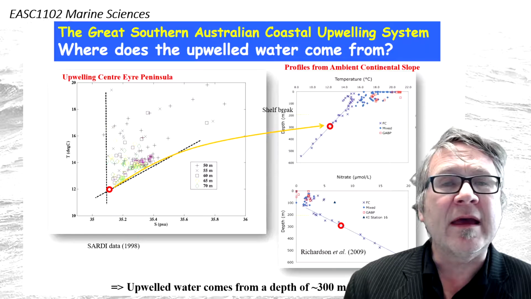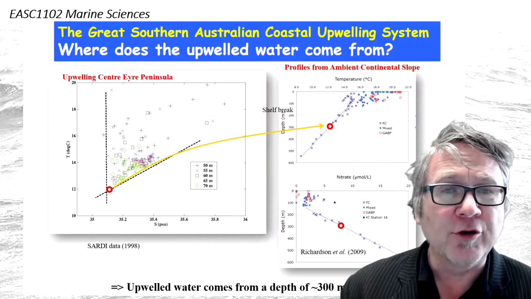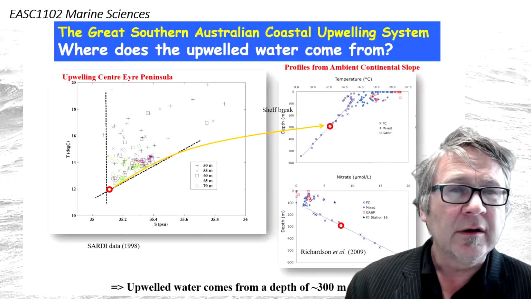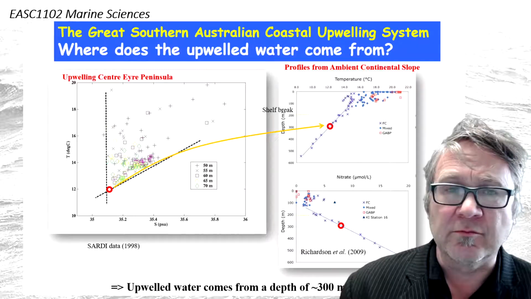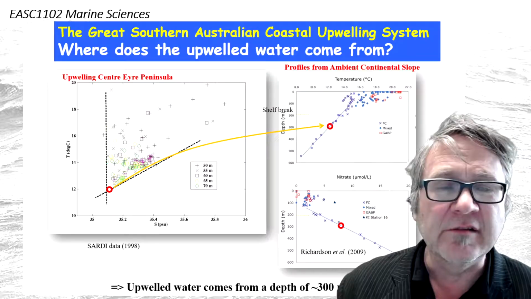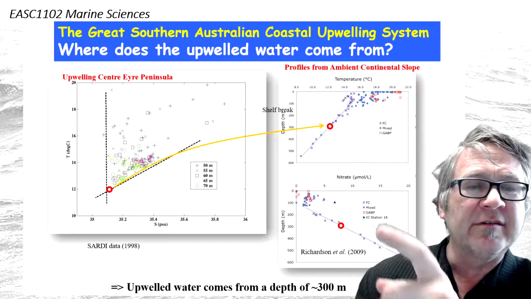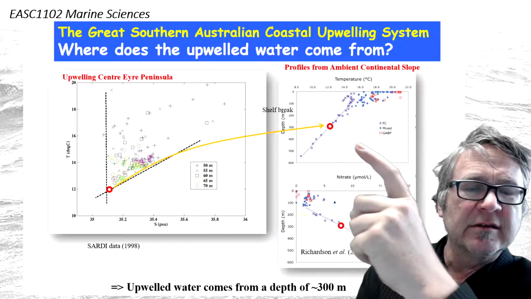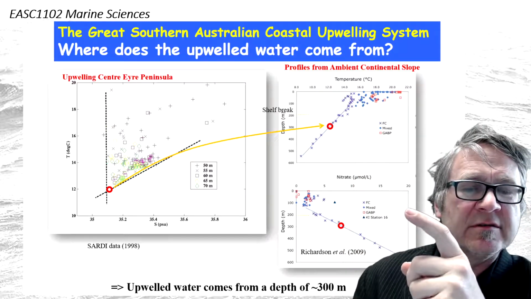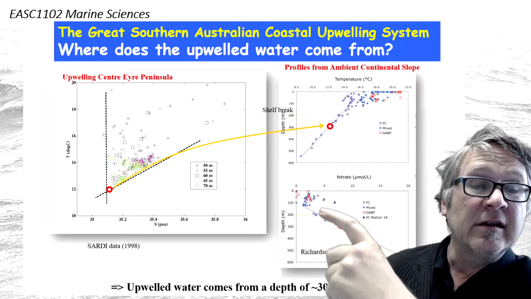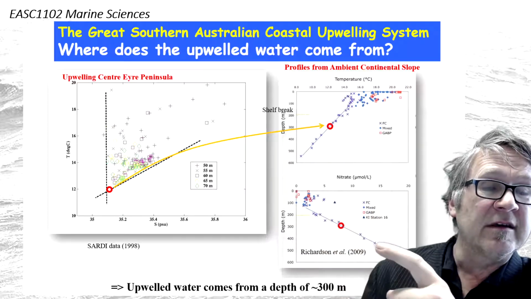Now you can look at vertical profile measurements of temperature and salinity taken at roughly the same time from outside the shelf break, and this is shown here over my shoulder. You see temperature profiles from the surface down, from Richardson et al. 2009, and you can see the nitrate values. You can see this increase.